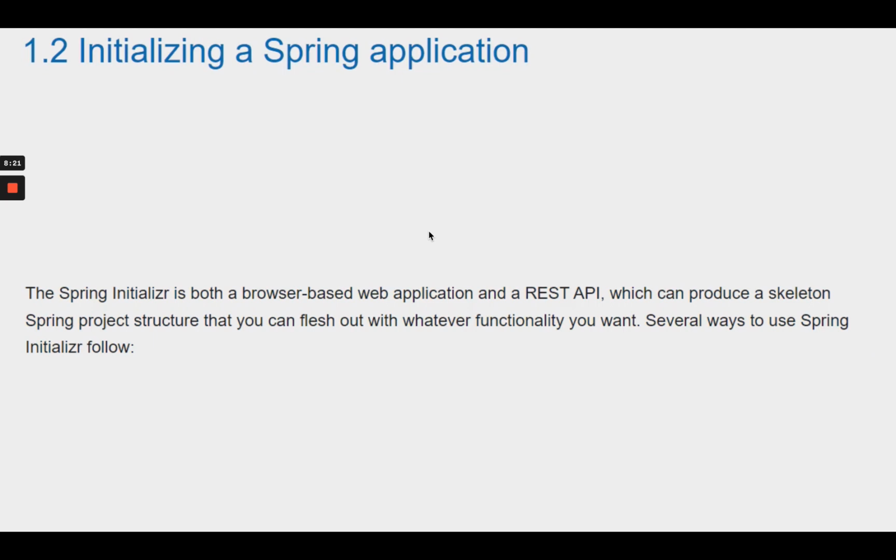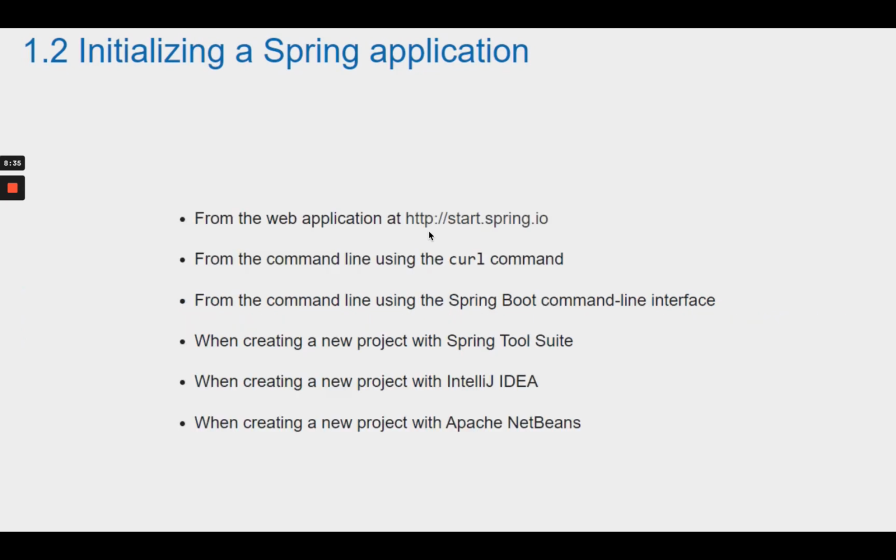The Spring Initializr is both a browser-based web application and a REST API, which can produce a skeleton Spring project structure that you can flesh out with whatever functionality you want. Several ways to use Spring Initializr follow: from the web application at this link, from the command line using the curl command, from the command line using the Spring Boot command line interface, when creating a new project with Spring Tool Suite, when creating a new project with IntelliJ IDEA, when creating a new project with Apache NetBeans.